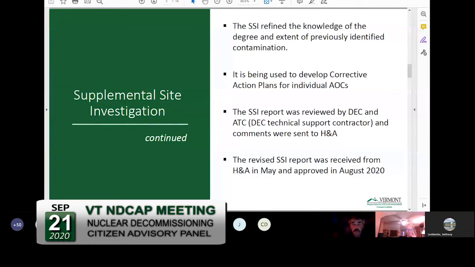As I said, we refined the degree and extent of the previously identified contamination, and that information is being used to develop the corrective action plans for the individual areas of contamination which were identified. The supplemental site investigation report was reviewed by both the DEC and ATC Group Services, which is a technical support contractor for the DEC. And then we sent the comments to Haley and Aldridge. Haley and Aldridge revised the reports based on those comments and questions, and sent a revised report back to us, and that was approved in August of 2020.